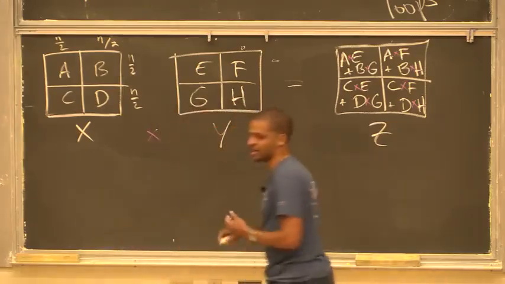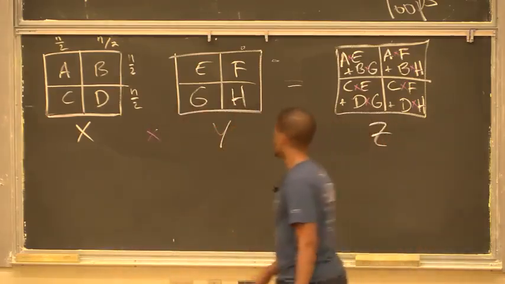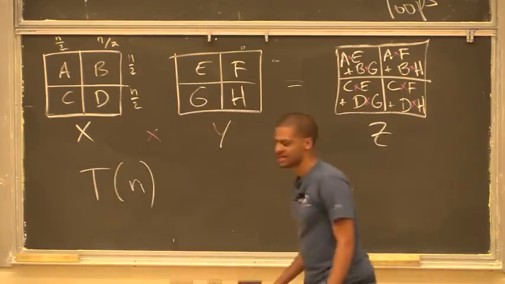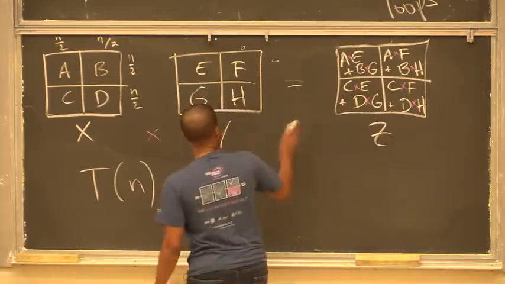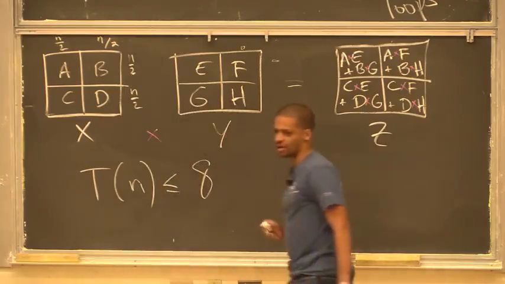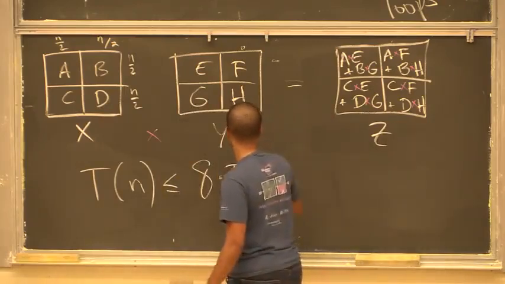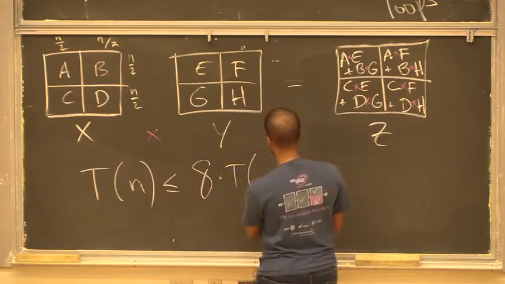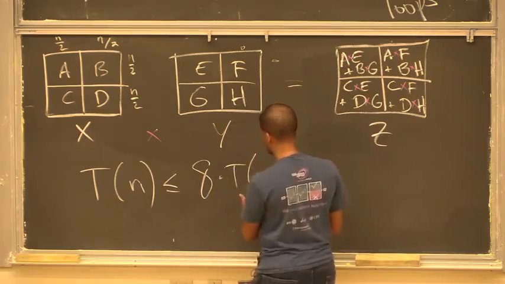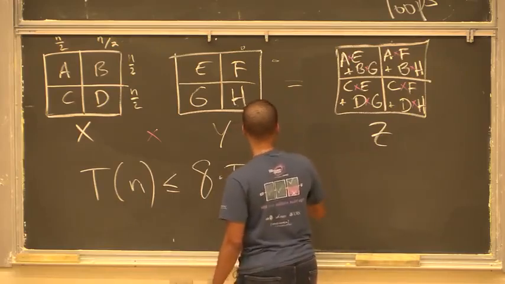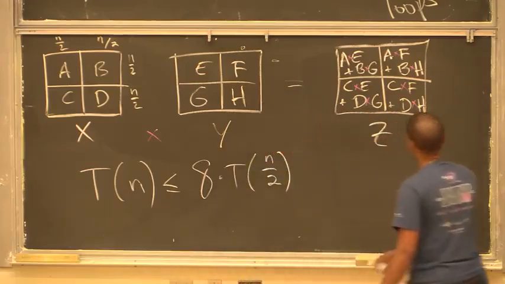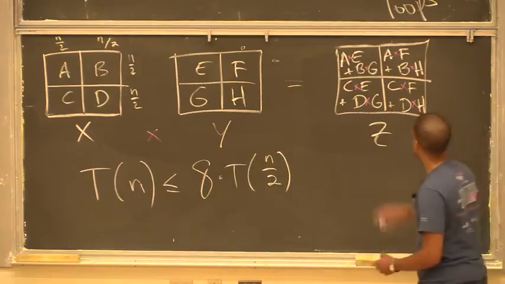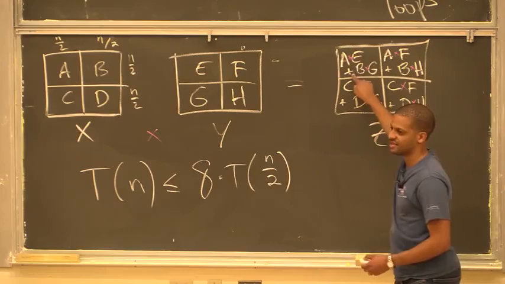So we can write a recurrence relation for the runtime that says the time it takes to multiply two n by n matrices is at most 8, because there are 8 recursive calls here, times the time it takes to multiply two n over 2 by n over 2 matrices, so T of n over 2. And then you have to put the answers together. What do you do to put the answers together? You add the results together, right?